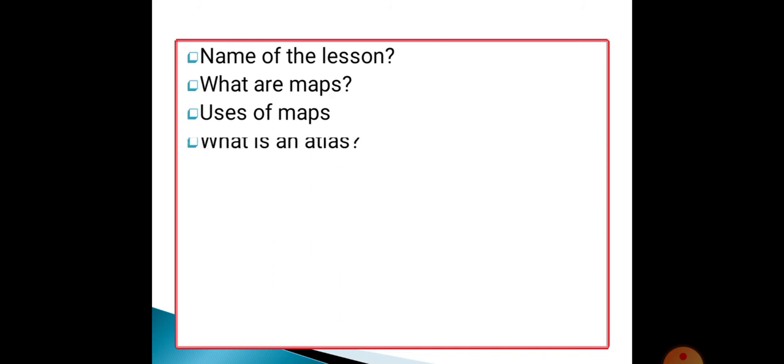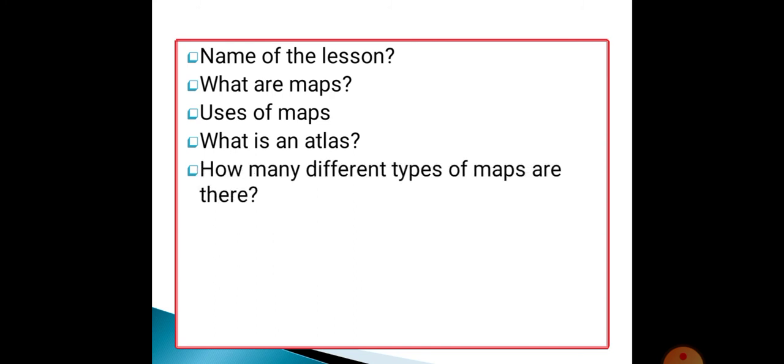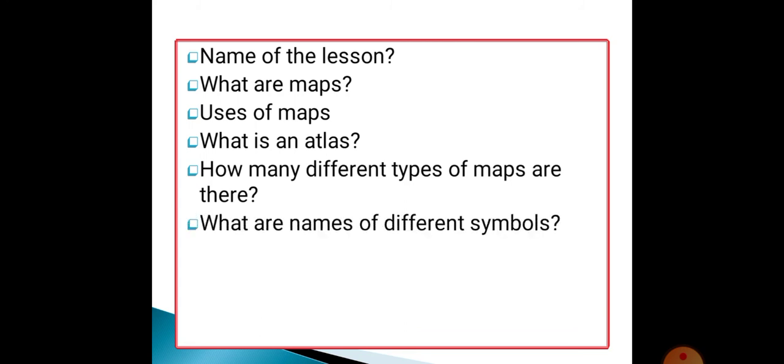So what is the name of the lesson? The name of the lesson is reading maps of different kinds. What are maps? A map shows us all the important information using symbols. There are political maps, landforms, water bodies, everything can be seen. Uses of maps: it is very useful to see the earth's surface, and if you want to reach a destination, they are very helpful. What is an atlas? An atlas is a book which shows all the different kinds of maps like the world map, Indian map, political map, physical map, etc. How many different types of maps are there? Political map, physical map, and many more.